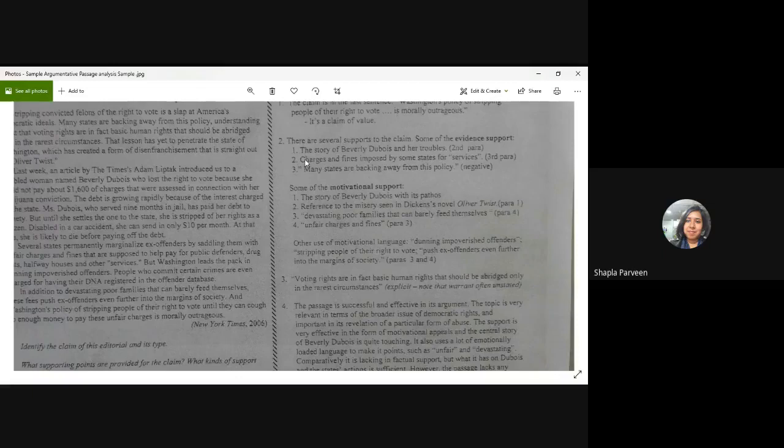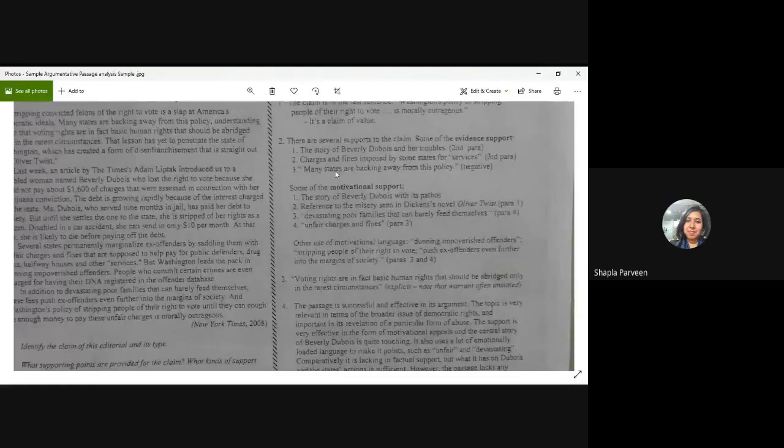So number 1 for evidence support is the story of Beverly Du Bois and her troubles. This is an evidence support because Beverly Du Bois's story had been published. So when something is published, we take it as a fact. We take it as an evidence which kind of gives logical explanation, or it's information that the public will accept, right? So that's an example of evidence support because it had already been published, so it is factual.